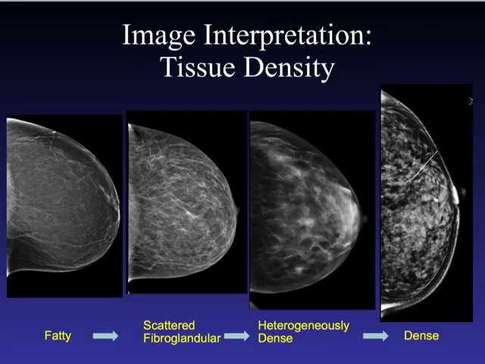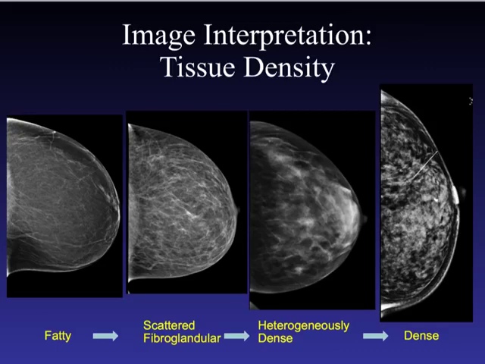Now that we've acquired our technically adequate study, we have to interpret the imaging. And the first thing that we evaluate is what the tissue density is. This refers to the percentage of glandular tissue relative to breast fat within the breast. Glandular tissue is the portion of the breast that has ducts and lobules and produces milk if a woman were to be lactating. It typically is white, whereas breast fat is typically gray on a mammogram.